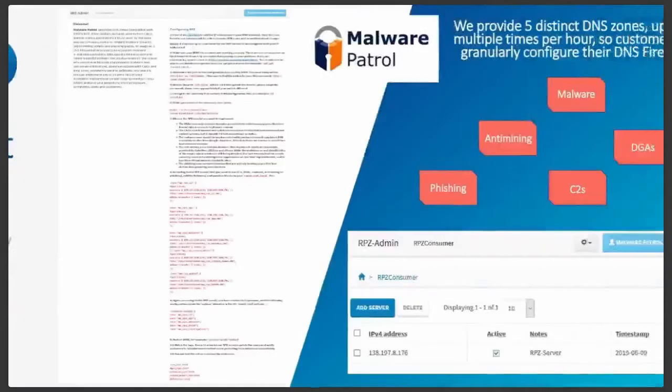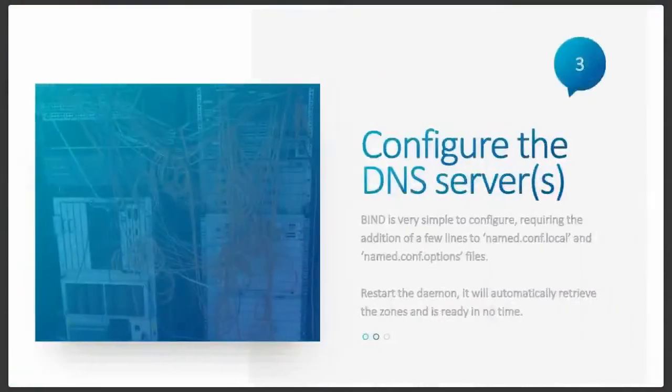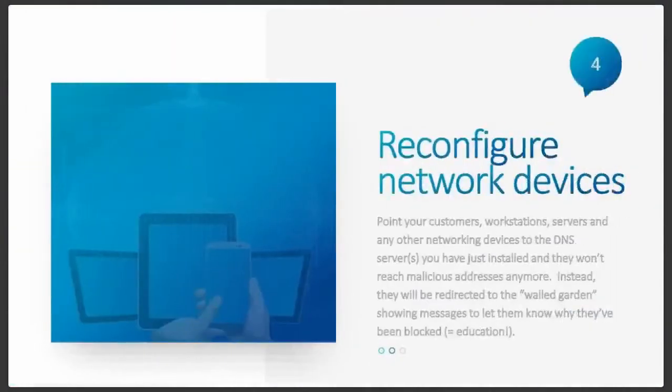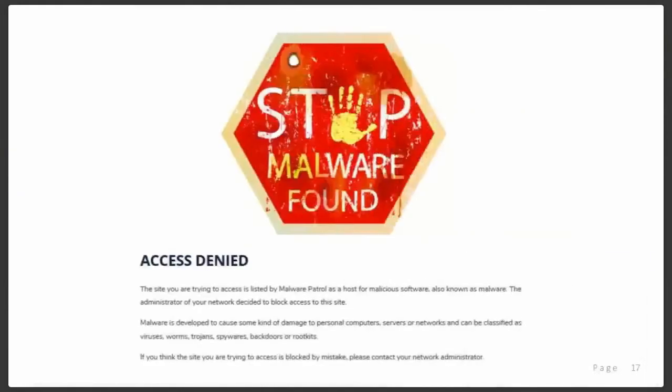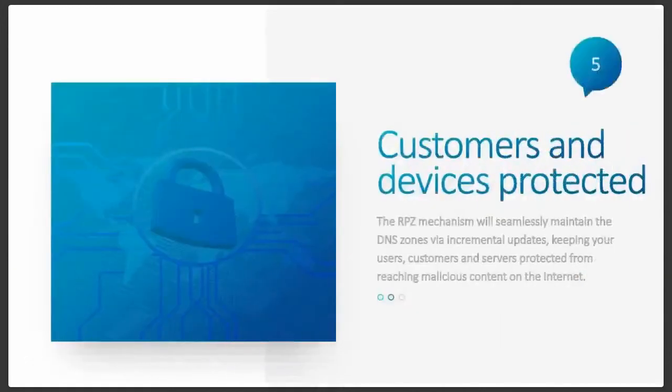Okay, so we have it configured. We have the network devices reconfigured. You would do similar configurations if it was a Windows machine or a router or some other devices, right? This is an example of a walled garden. So you would be showing your customers, hey, your access was denied because you were pointing to malware, right? So the more informative, more educational you can be, the better. And therefore you have your customers protected.